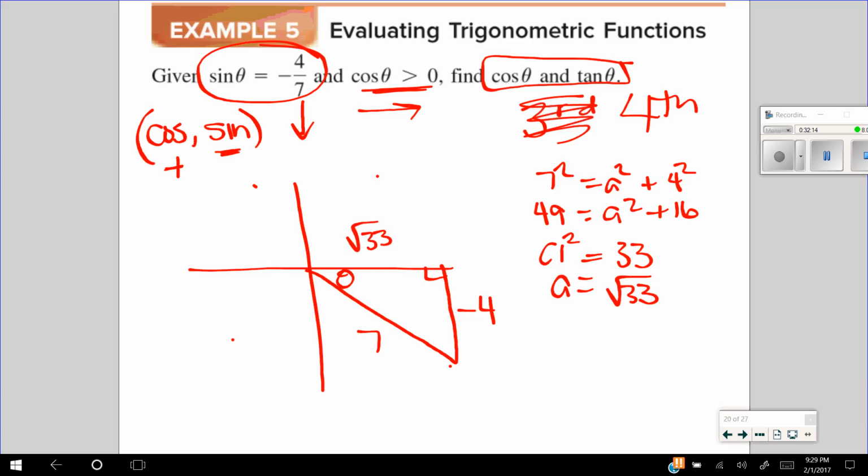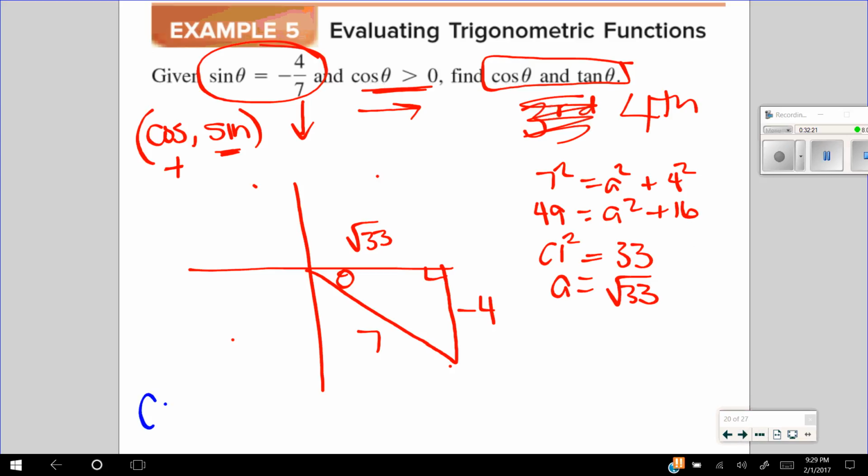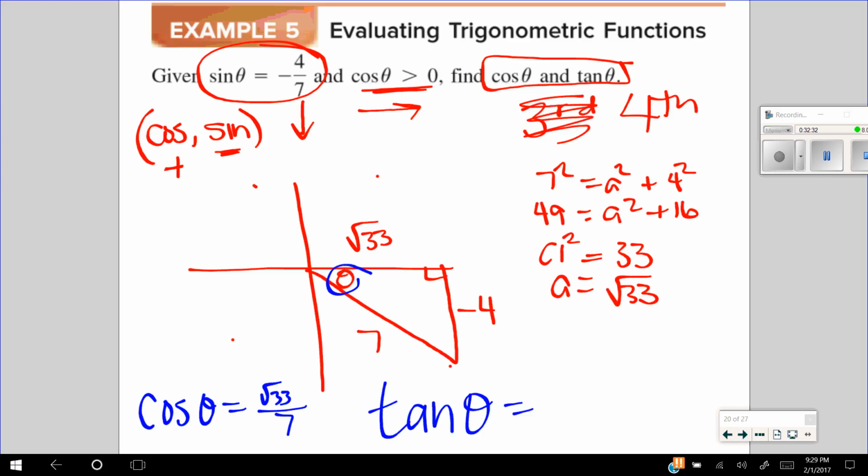All right, cool. Now I can find the cosine and the tangent. So cosine is adjacent, so square root of 33 over hypotenuse 7. Tangent is opposite, -4 over the square root of 33, adjacent. Which you could go ahead and rationalize. This one I'm not going to because 33 is weird. This isn't like a unit circle measurement. Okay?